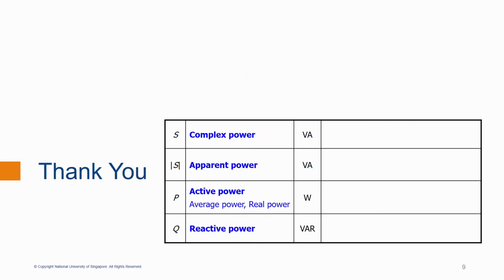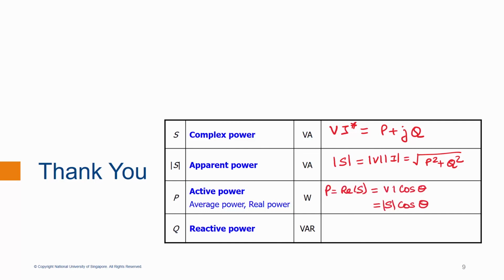Let us summarize the different powers in a tabular form. The complex power is given as V into I conjugate, and it is also equal to P plus jQ with units of volt amperes. The apparent power is the magnitude of the complex power and is equal to V times I, or square root of P squared plus Q squared, again with units of volt amperes.